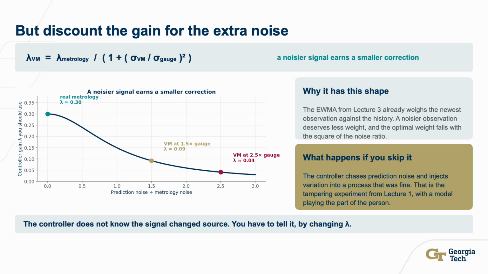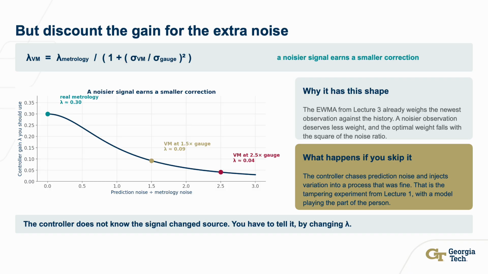The noisier observation deserves less weight, and the optimal weight falls with the square of the noise because variances go as the square. And if you skip it, the controller chases prediction noise. It sees a deviation that came from the model errors and corrects for it, injects variation into the process that was fine, which is the tampering experiment from lecture 1 on the SPC unit, with a model playing the part of the overeager operator. Same failure, more expensive infrastructure.